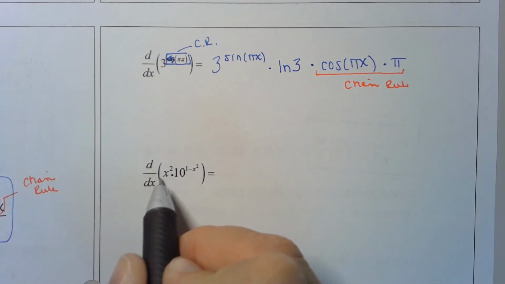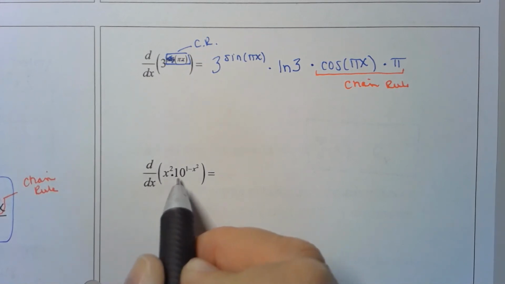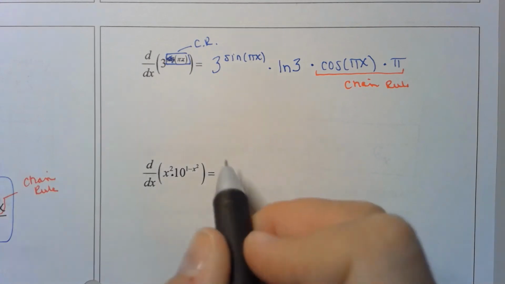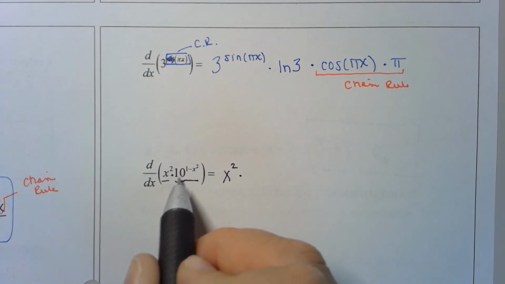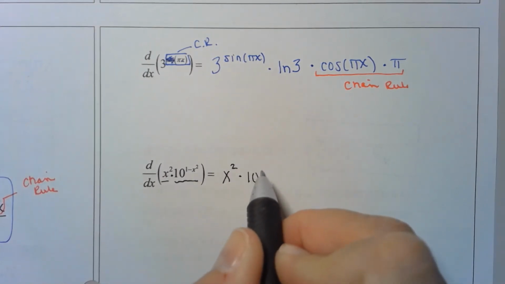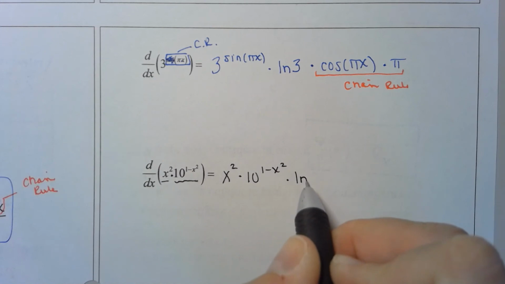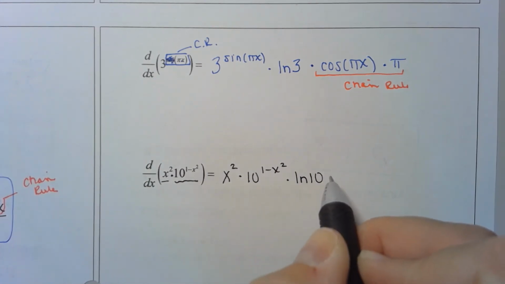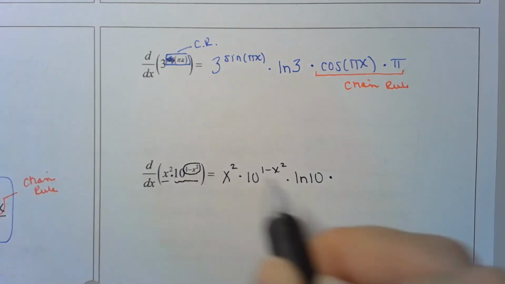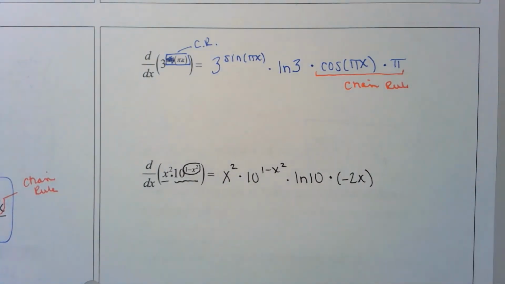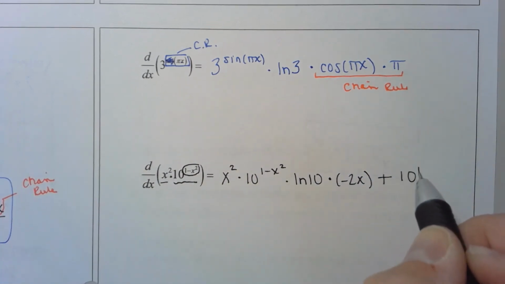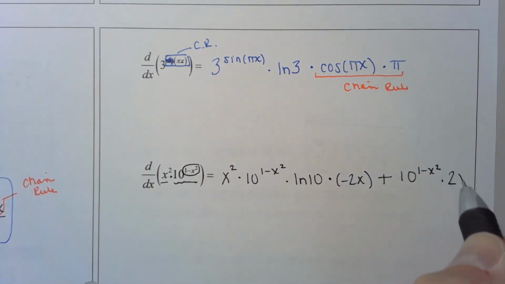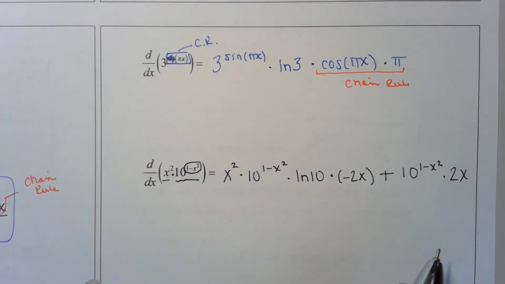All right, so on this next one I see a product rule. I have x squared times 10 to the 1 minus x squared. So we've got the first, which is x squared, times the derivative of the second. This is an exponential function, so we have 10 to the 1 minus x squared, times the natural log 10. Chain rule says multiply by the derivative of the exponent, which is negative 2x, plus the second, which is the exponential, times the derivative of the first, which is 2x. That's the answer. That's the derivative.